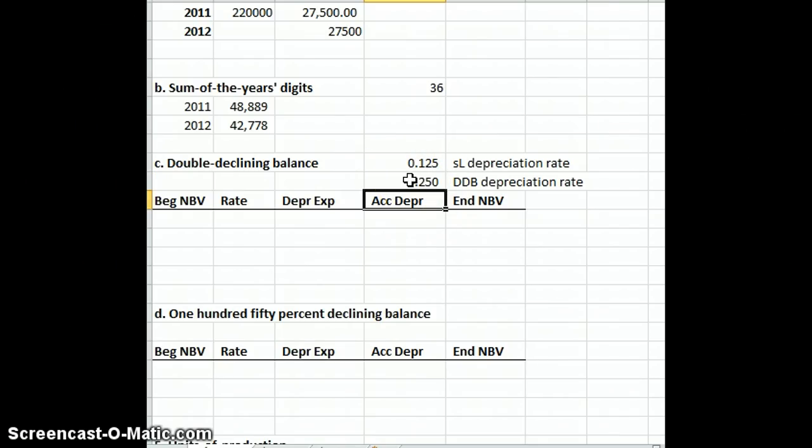Now I like to set up a table because it makes it a little easier to follow here. So we start with net book value, okay, our beginning net book value.